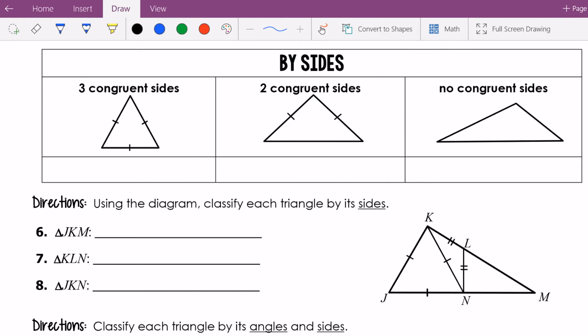When classifying by sides, if all three sides are congruent, it is called an equilateral triangle. If two of the three sides are congruent, it is called isosceles. And if none of the sides are congruent to each other, it is called scalene.